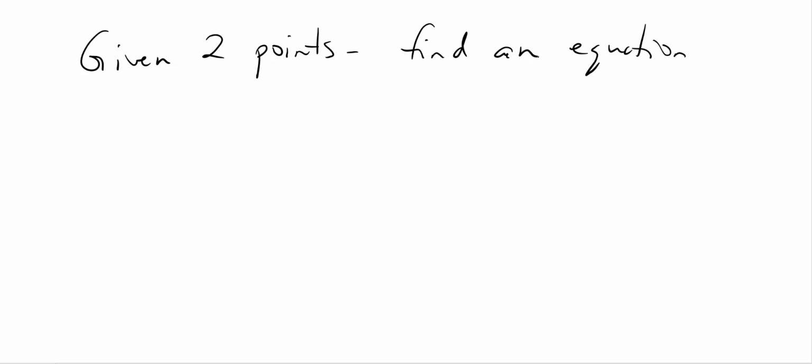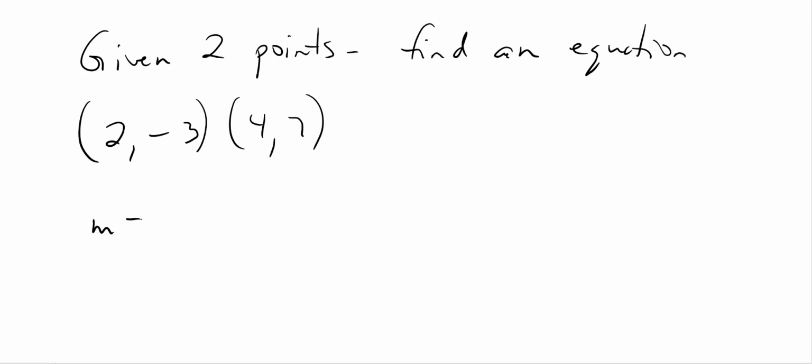All right, so let me just start off with an example here. If I give you 2 comma negative 3 and 4 comma 7. The first thing you're going to do is find the slope. And if you guys remember, the slope is the change in y over the change in x. Let me write it out here: y2 minus y1 over x2 minus x1.